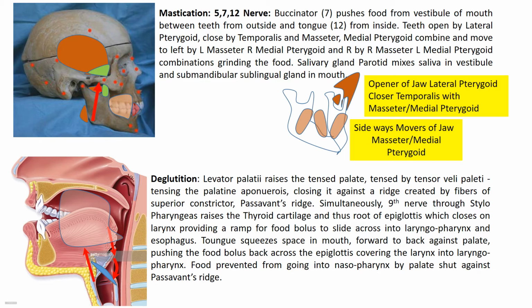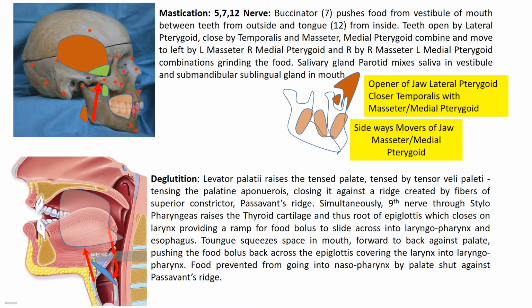Then we look at mastication. The buccinator pushes the food from the vestibule of the mouth between the teeth, that means from outside in, and the tongue supplied by the 12th nerve pushes the food from inside out. And then the teeth have to open and close. The mandible is opened by the lateral pterygoid, and it closes by the temporalis and the masseter and medial pterygoid acting together.